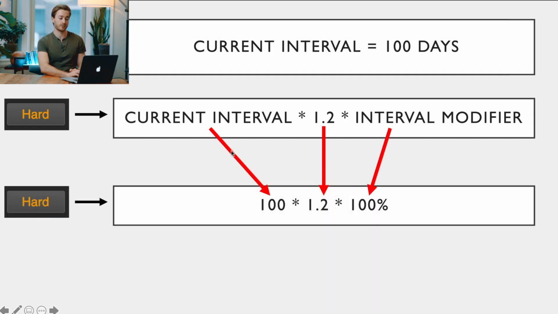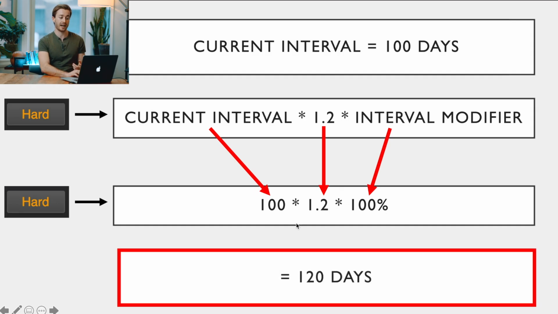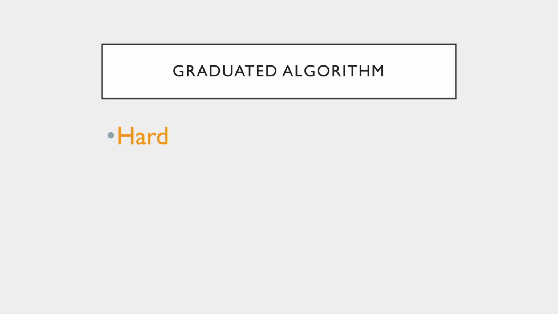So again, our current interval was 100. 1.2 is a static number for when you hit hard. And then my interval modifier is 100%, so 1. So what happens is I'll see that card in 120 days. Again, I hit hard and it goes, okay, what's the current interval? 1.2 no matter what because you hit hard. And then what's your interval modifier? So you'll see that card in 120 days, or at day 220 when you first saw that card.